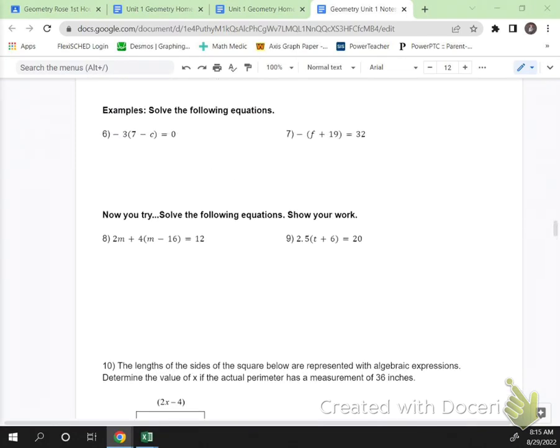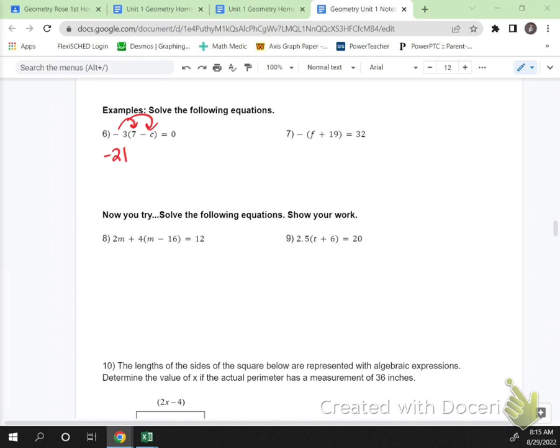Hey, now we've got distributive property, and let's be careful as we distribute. Both of these problems have a negative out front, so let's just do this first one together. Negative 3 times 7, negative 3 times a minus c. So I'm going to get negative 21. Negative 3 times 7. A negative 3 times a negative 1c.